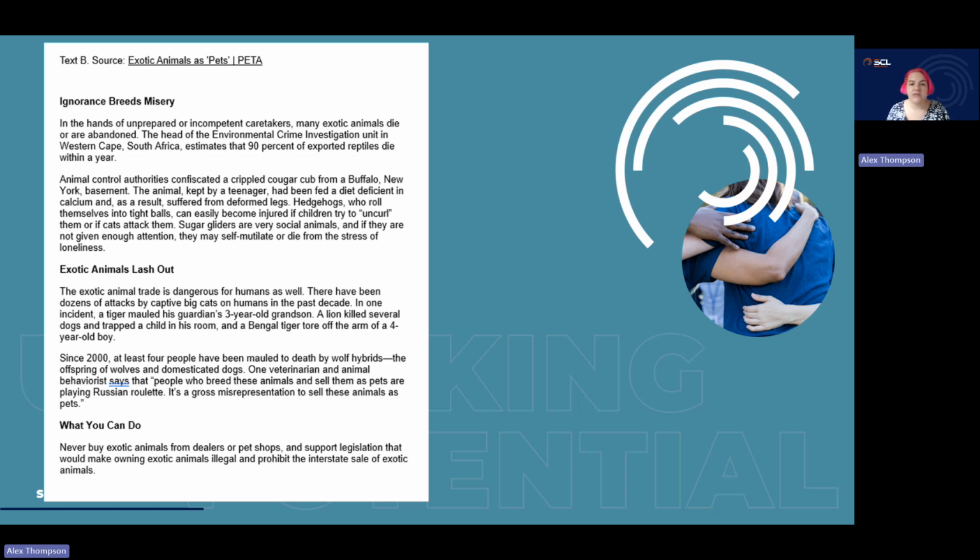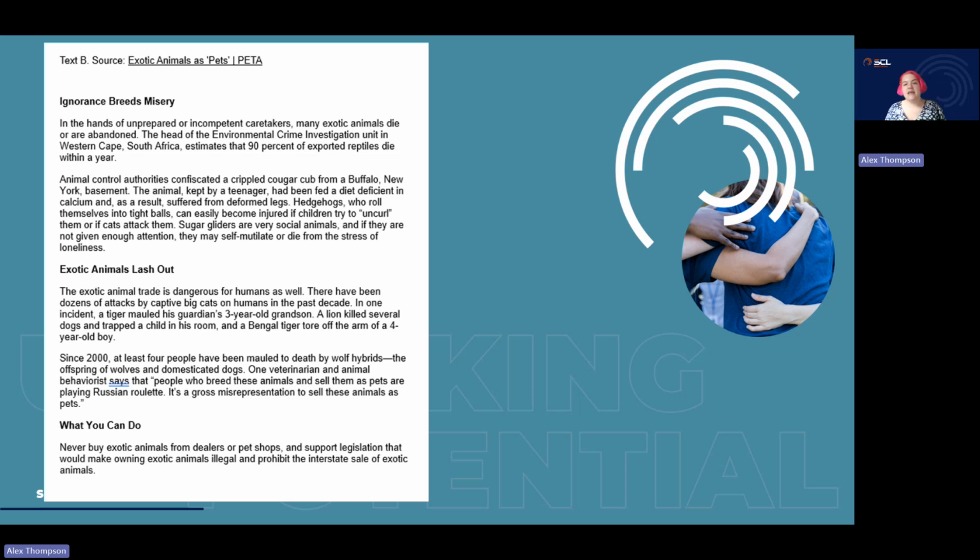Now, they do use language features throughout this as well. For example, it does mention that animal authorities confiscated a crippled cougar cub from Buffalo. Now, this is a wonderful example of how the writer has used alliteration. So they've confiscated a crippled cougar cub. Brilliant. So I would say this is a biased article where the writer has used alliteration in order to put across their negative viewpoint of exotic animal ownership. And I would potentially put that quote in there as well.